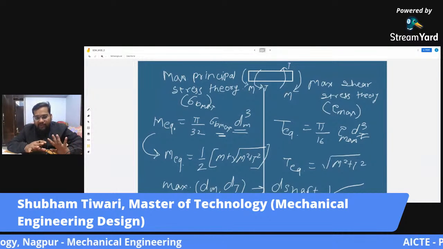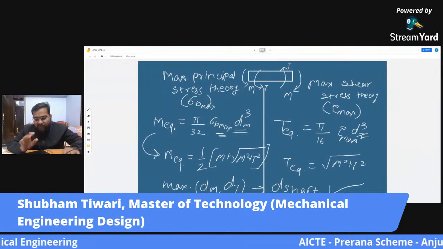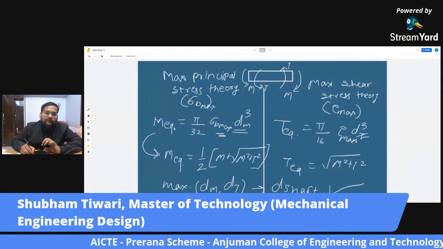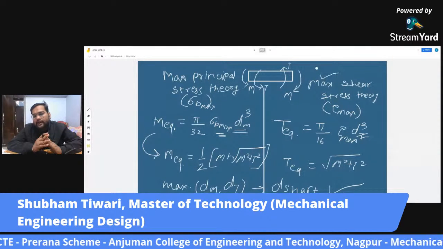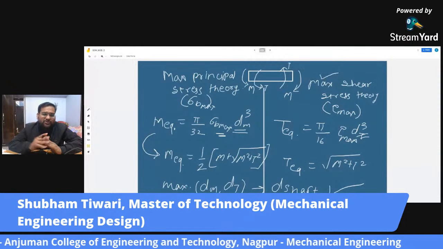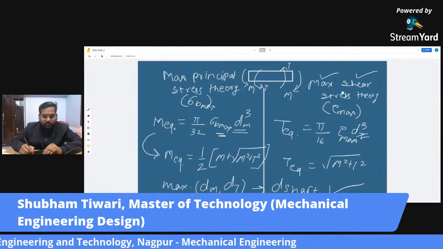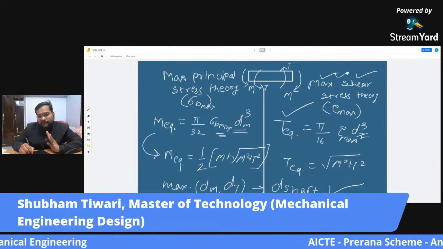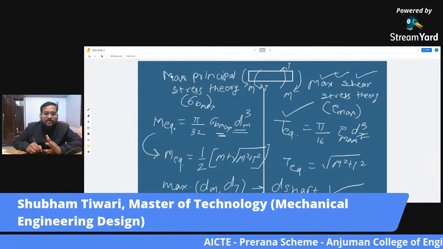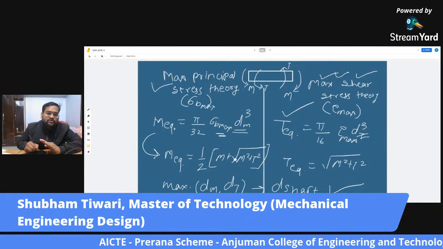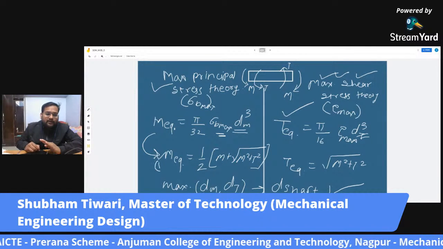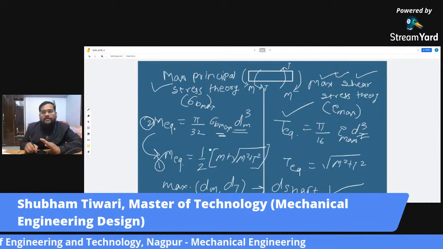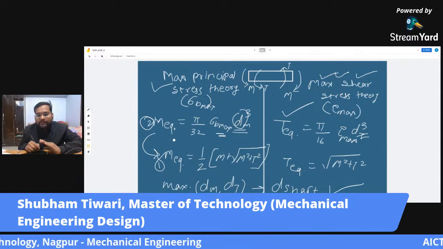In the question, they will specifically mention the theory of failure according to which you have to calculate and find the diameter of your shaft. Most of the time it is maximum shear stress theory, so go with this theory. If it is not mentioned, then go with maximum shear stress theory. But if they mention in the problem that it is the maximum principal stress theory, then use this formula. First find the equivalent bending moment, then equate, then put the values into this equation, and you will find the value of your diameter of the shaft.